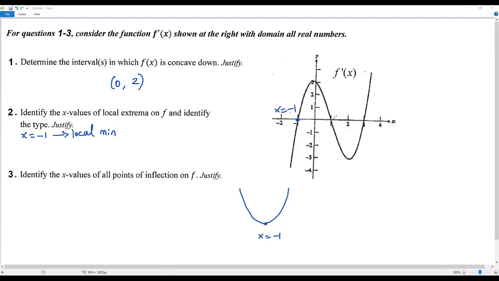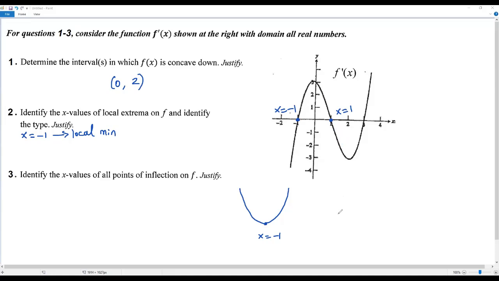Okay, now let's consider another value of x for which f prime of x changes its sign. So let's consider this particular value of x, x equals 1. On the left side of x equals 1, we have the graph of f prime of x above the x-axis, so this is positive. On the right side of x equals 1, we have the graph of f prime of x below the x-axis, so it's negative.